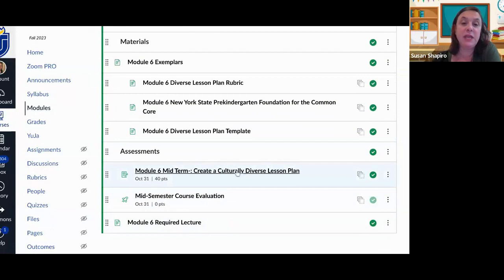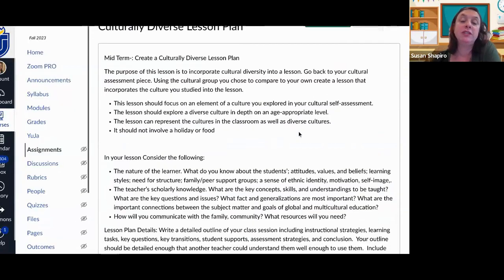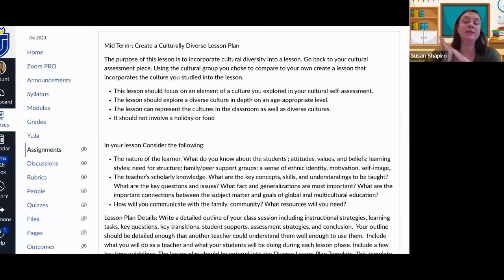So I'm going to take you through right now just what is expected. The point of this is to create a culturally diverse lesson plan. Now that's a little misleading in terms of the title because people think it's about diversity. It's really not about diversity. This is about going into depth about a culture that you investigated in your cultural self-assessment. So it can either be yours or it can be the other culture that you studied. And you're going to focus on an element of culture that you explored in your cultural self-assessment.